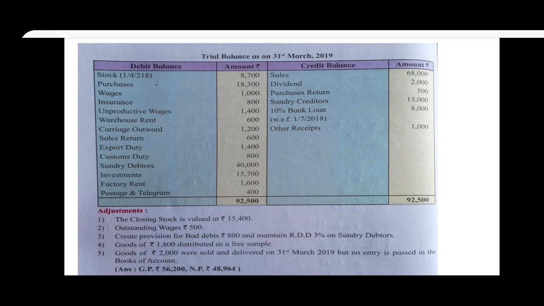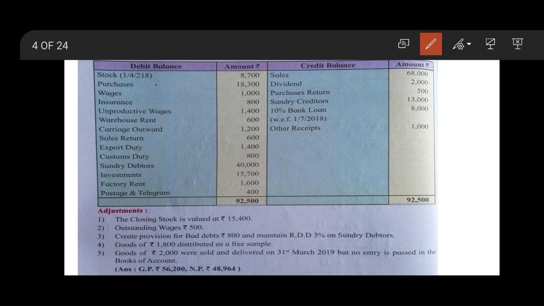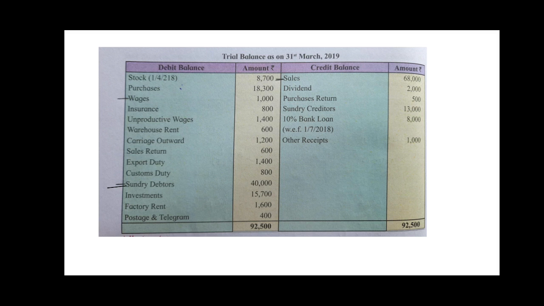The first adjustment is regarding closing stock, that we don't mark. Second adjustment is about outstanding wages, so mark the outstanding wages here in the question. Next is create provision for bad debts and maintain R.D.D. 3% on debtors, so it affects sundry debtors, mark it up in the question. Fourth one is goods of 1800 distributed as free sample, that we don't mark in the trial balance. Next is goods of rupees 2000 were sold and delivered on 31st March 2019 but no entry is passed in the books of account. It affects sundry debtors and sales. So mark both of them. In this way your marking will be done.